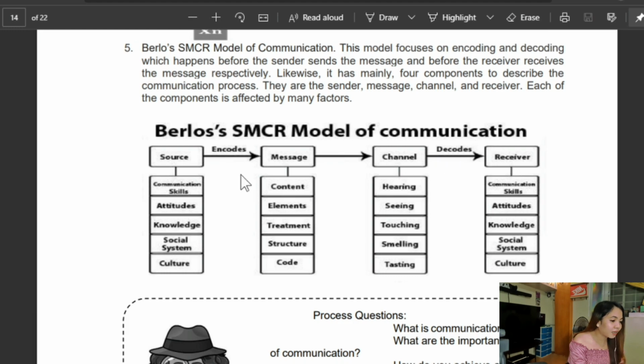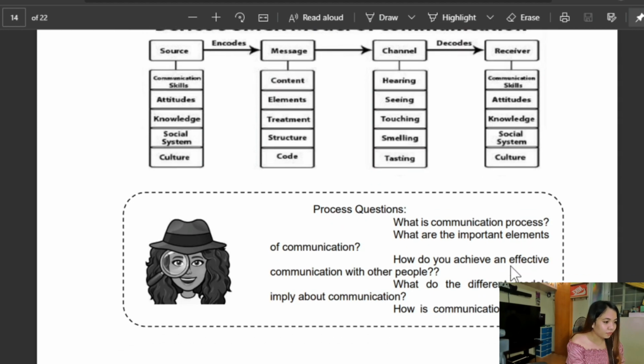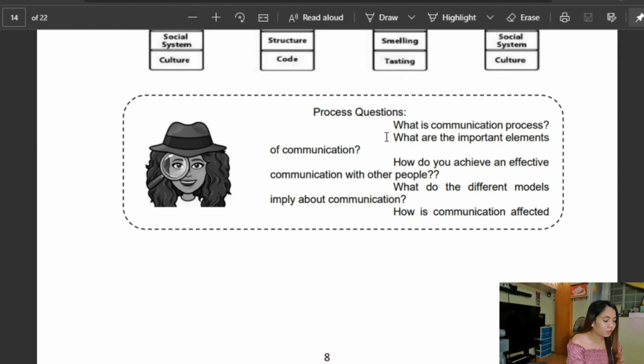So we see the same things in the receiver: communication skill, attitude, knowledge. Why is this so? Sometimes, let's say the sender came from a different culture, although the message sent by this person through this channel can be understood by a person who also came from the same culture. But what if the receiver has a different culture? This is where it breaks down. The interpretation might be different since the sender and the receiver came from two different cultures.